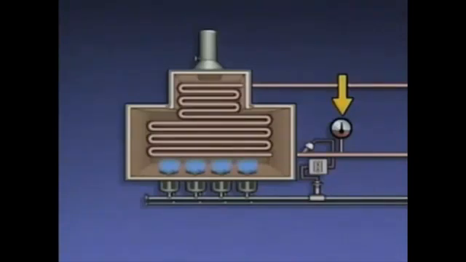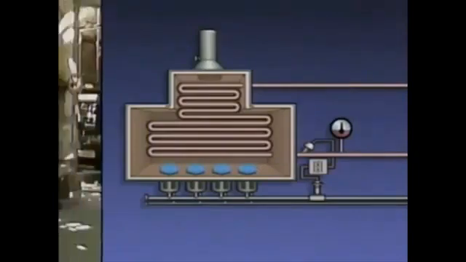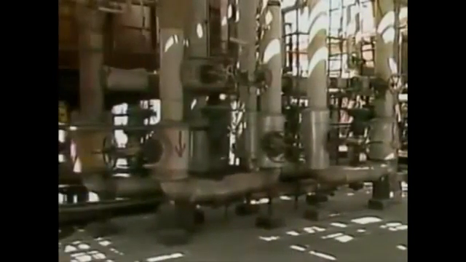Now, if the outlet temperature is too high, the temperature controller closes the fuel control valve slightly. The valve allows less fuel to flow to the burners, which causes the outlet temperature to drop back to where it should be. For some furnaces, the flow rate of the process fluid is also controlled automatically.